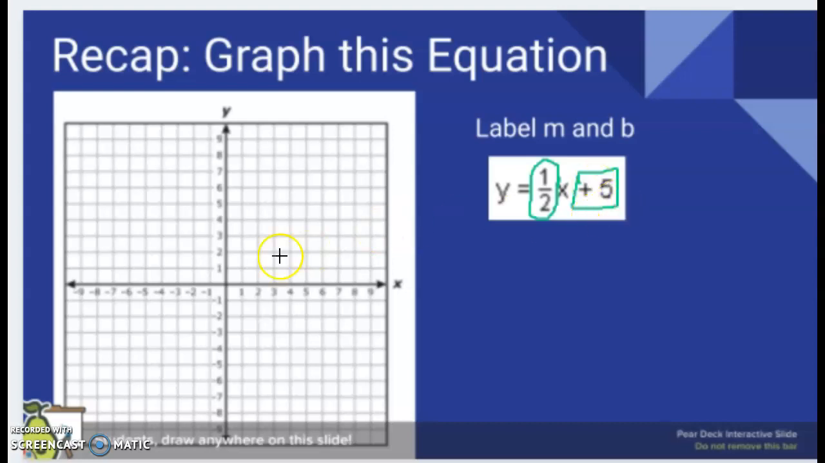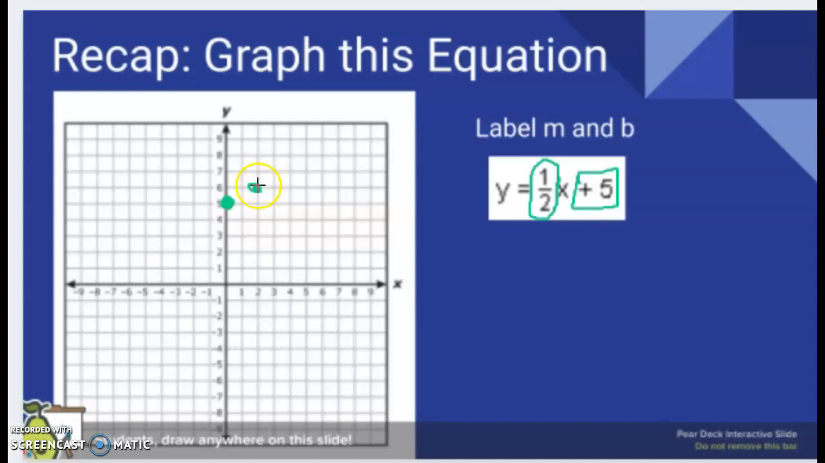So my B is where I'm going to start first. It's a positive 5, so I find positive 5 on my y-axis. Okay, and then rise over run tells me rise 1, run 2. Because my slope is positive, I'm going in the positive direction 1 time up, and then I'm running 2 times to the right, and I put my next point.